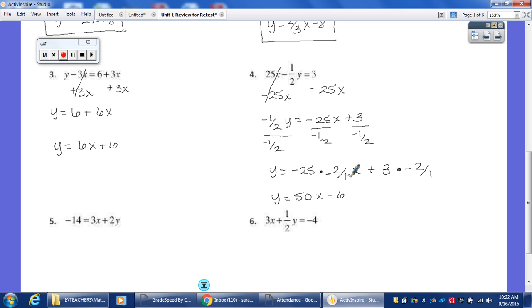Again, dividing by those fractions, don't let that worry you. Remember, dividing by fractions is easy as pie. I flip the bottom and multiply.